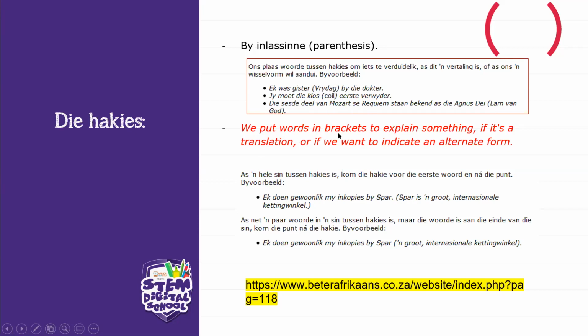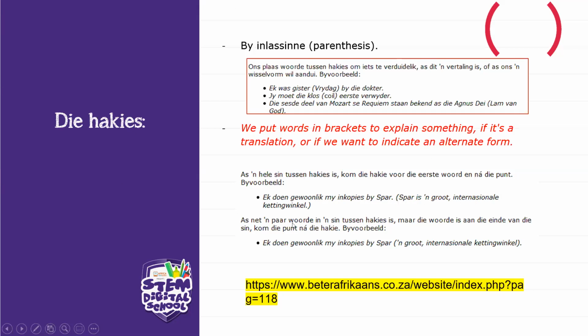Then we put words in brackets to explain something, if it's a translation or we want to indicate an alternate form. So that's what I've written there, while the resource said. Then, as 'n hele sin tussen hakies is, kom die hakie voor die eerste woord en na die punt, byvoorbeeld. Okay, so if a whole sentence is in brackets, then the full stop will come before the end of the bracket. Ek doen gewoonlik my inkopies by Spar, and then the person puts another sentence in here.